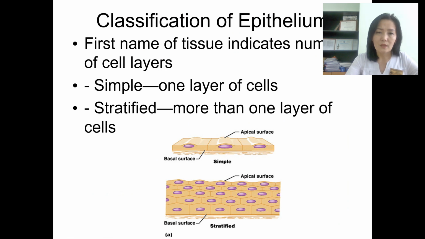For example, covering and lining epithelium is divided, according to the number of cell layers, into simple and stratified epithelium. What does simple mean? For example, this one is simple squamous epithelium. Why simple? Because it consists of one layer of cells. This is the basement membrane, and you can see one layer of cells. The second one is stratified epithelium. What does it mean? Stratified epithelium consists of more than one layer. You can see here five layers, so this is a stratified epithelium.